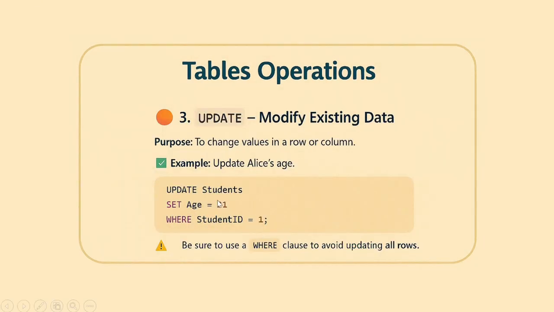Update, the syntax: update what? The name of the table. Set the age to 21, where student ID equal to 1. So we always need to use where to indicate the correct student and to avoid updating all rows. If you don't use where, all the ages of students will be 21. Okay, so be sure to write the statement correctly.